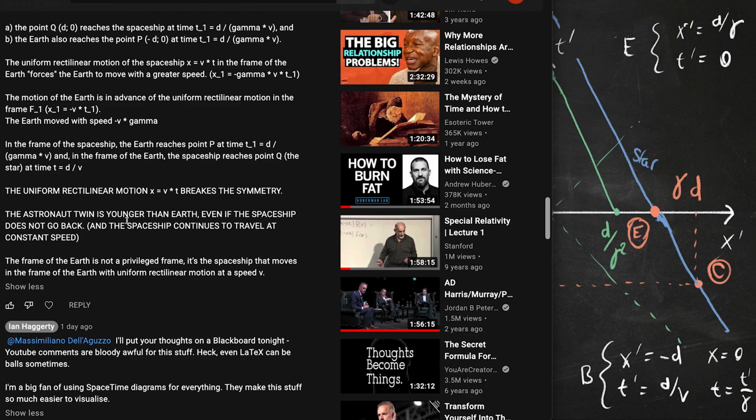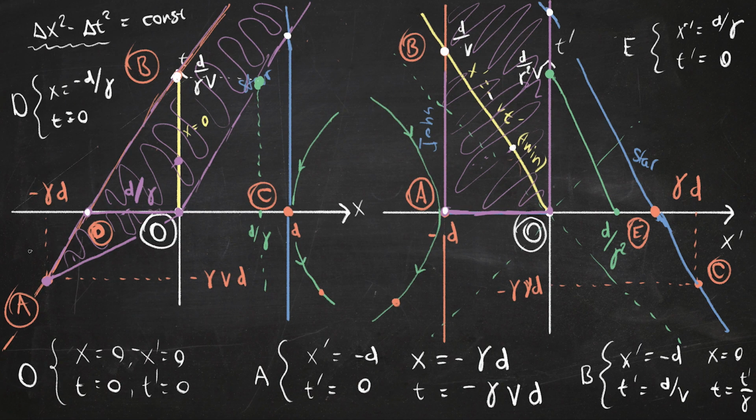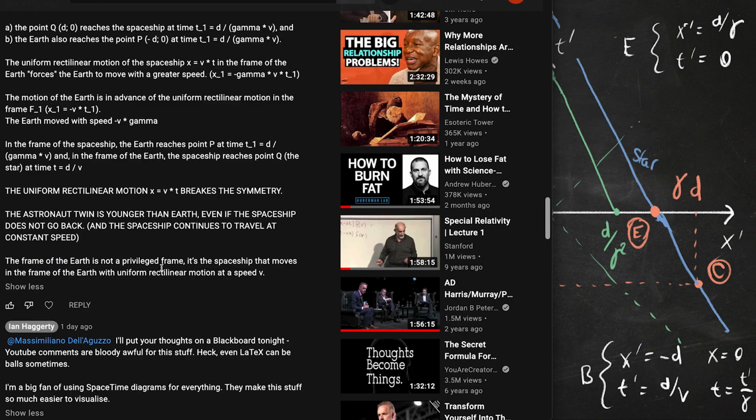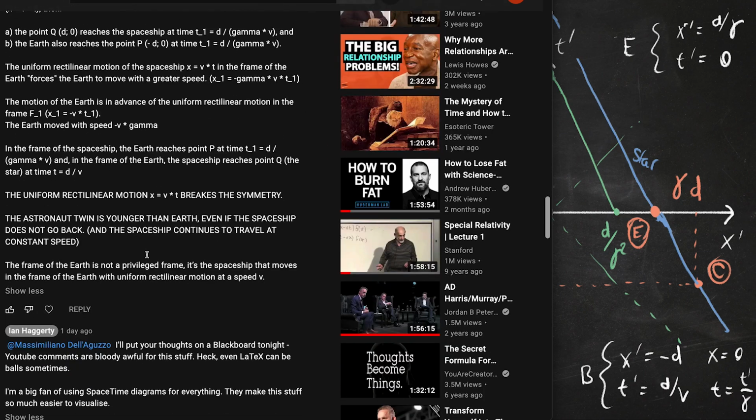No, so the motion doesn't break the symmetry. You're just disregarding the fact that the simultaneity gets jumbled with the event A there. So, all right, I think that solves that one.